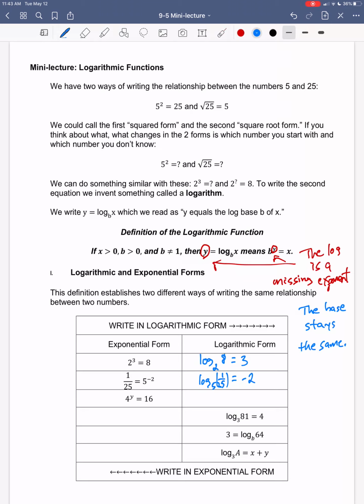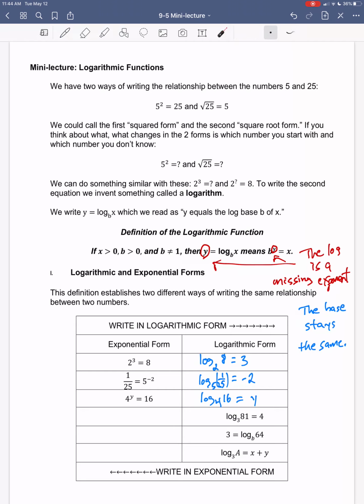What's the base over here on the left? Yeah, what's the base? 4. The base stays the same. So log base 4 of something equals something. What is the log? It's equal to the missing exponent. What's the exponent here? Y. And the 16 then would have to go here. So we'd have log base 4 of 16 equals y.